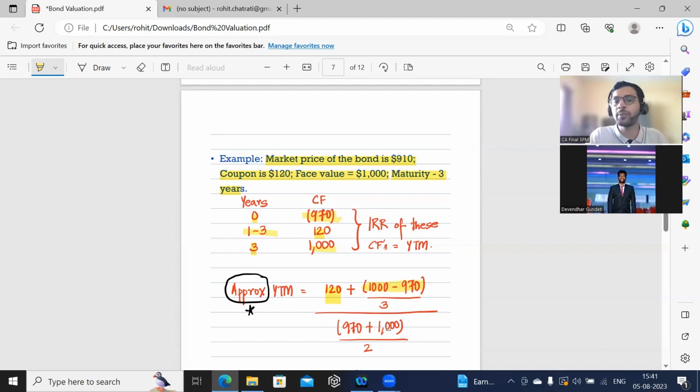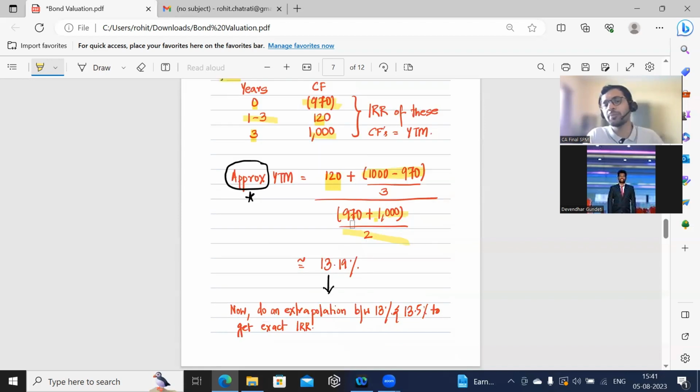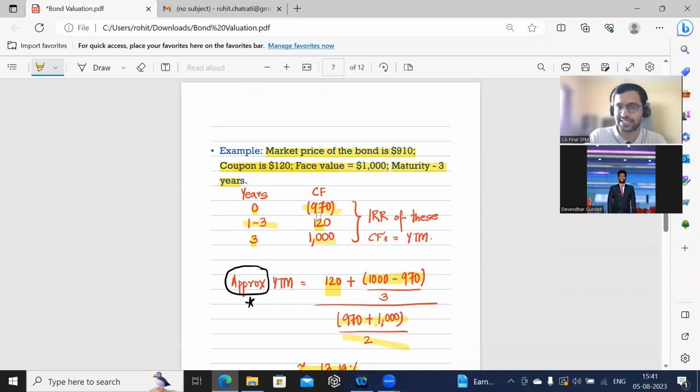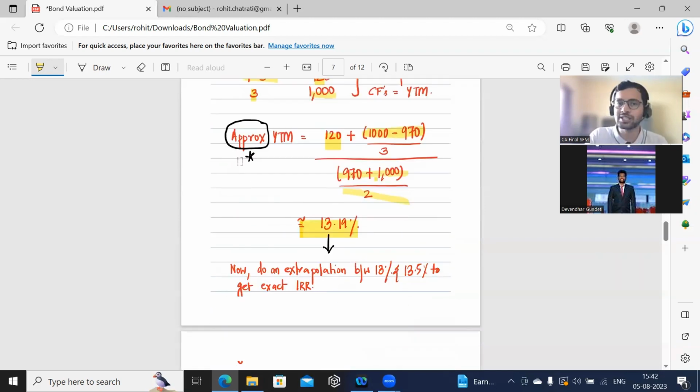In the bottom, we are basically taking cost or current market value plus the face value, the whole divided by 2. So my denominator is 970 plus 1000, the whole divided by 2. So 1970 divided by 2. Whatever the numerator and denominator are, the approximate YTM that you are getting is 13.19 percentage, which is greater than the 12 percentage that we already discussed. All right, this is the approximate YTM. It's not the exact YTM. Your approximate return is actually 13.19 percentage.